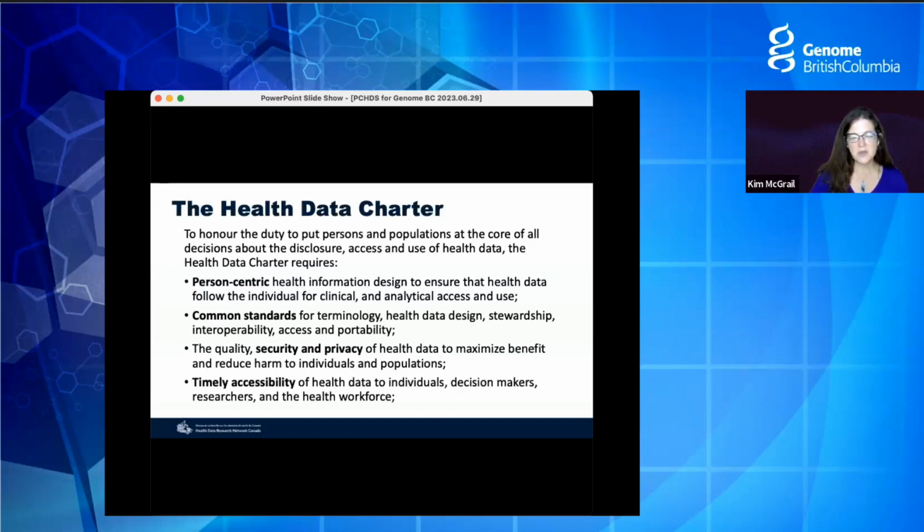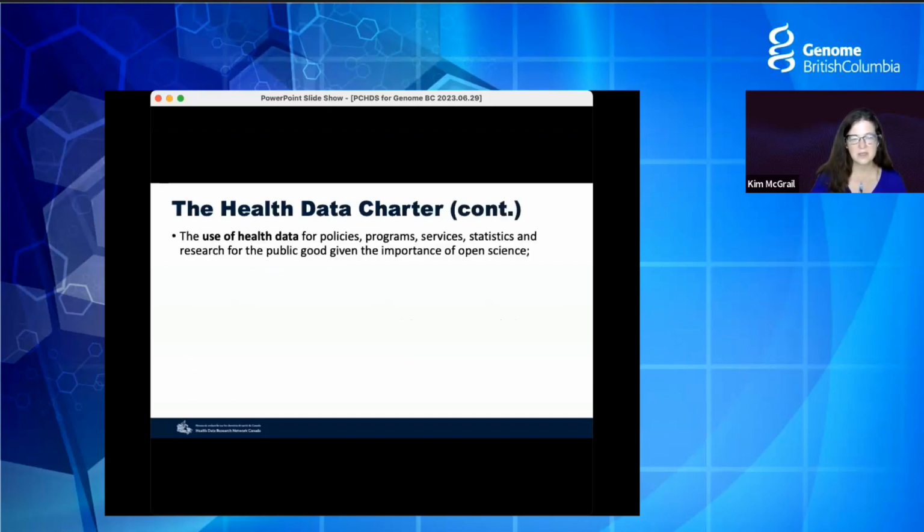The fourth principle is that we want to ensure that there's timely accessibility of health data. And again, this is to individuals, to decision makers, to clinicians, to researchers, the health workforce more generally, all of that. The use of data, we want to make sure that it's available and actually used to develop policies, programs, services, statistics, research, and that all of that needs to be for the public good. And in alignment with the ideas of open science, so that we're very transparent in how we're using data, and that we're setting things up so that we can have reproducibility and replicability in that space as well.